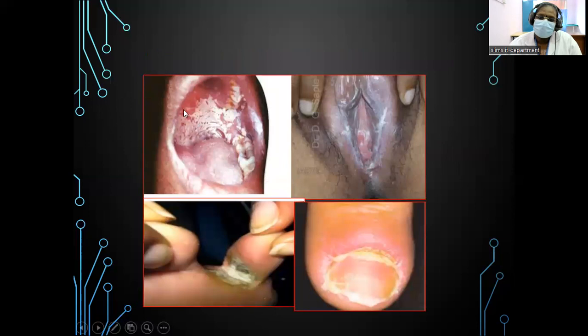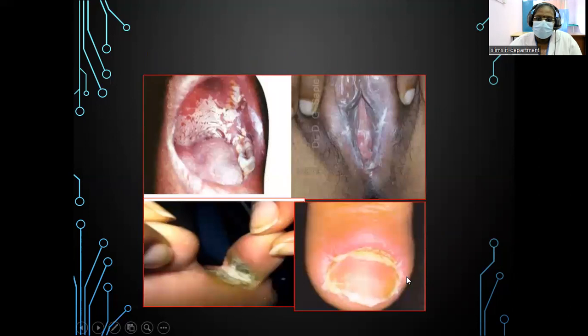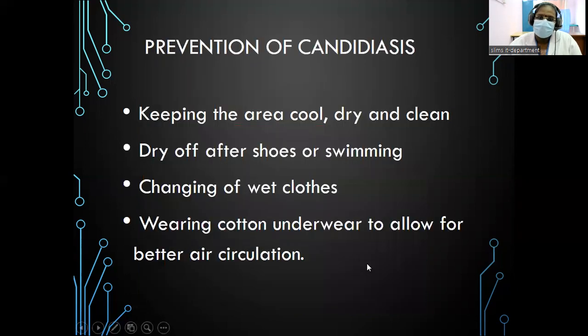These are the various clinical types of candidiasis, photographs for cutaneous candidiasis. The first picture depicts oral candidiasis, the acute pseudomembranous type. The second is Candidial vulvovaginitis. The third picture shows Candidial intertrigo. The fourth picture is Candidial paronychia. Paronychia means inflammation of the nail fold.